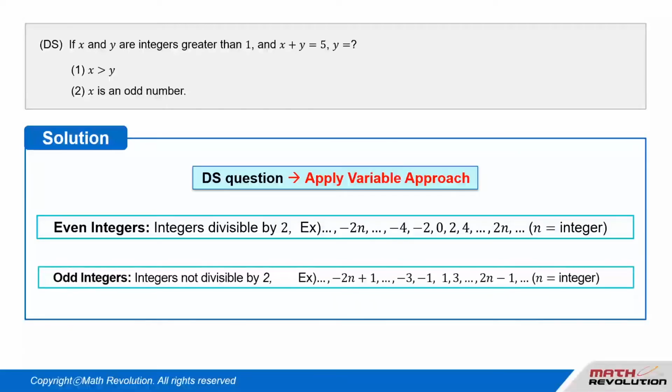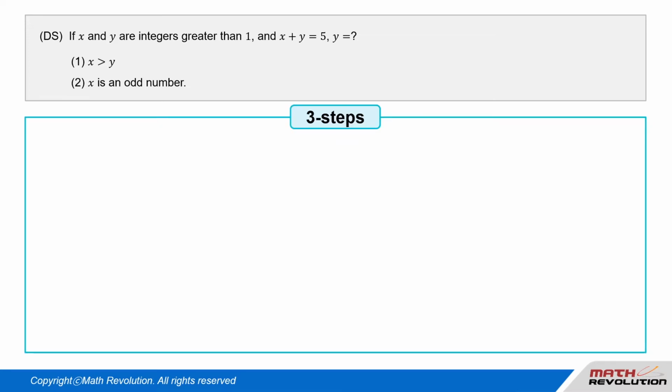Odd integers. These are the integers that are not divisible by 2, including both positive and negative integers. Thus, odd integers include and so on, -2n plus 1, and so on until -3, -1, 1, 3, and so on until we get 2n minus 1, and so on, where n is an integer. Let's apply the 3 steps of the variable approach.